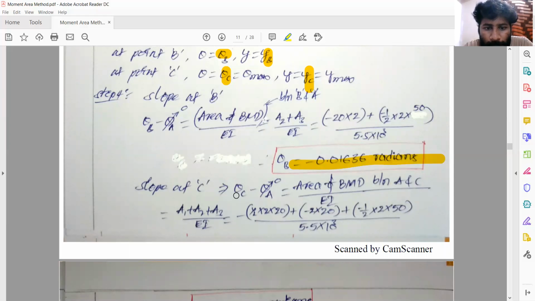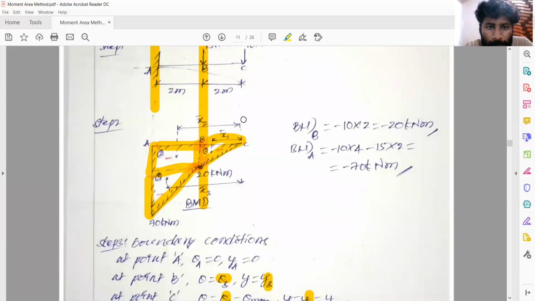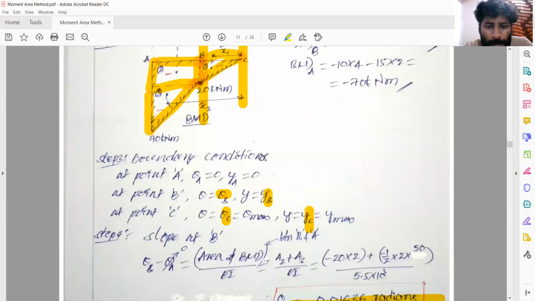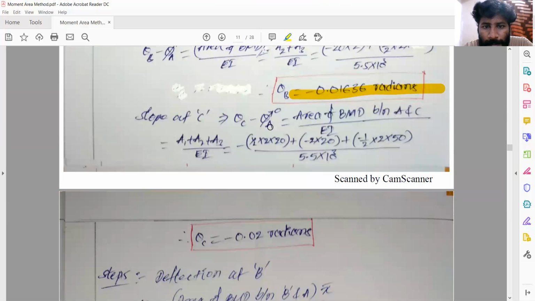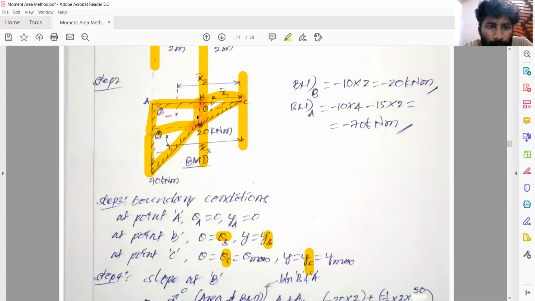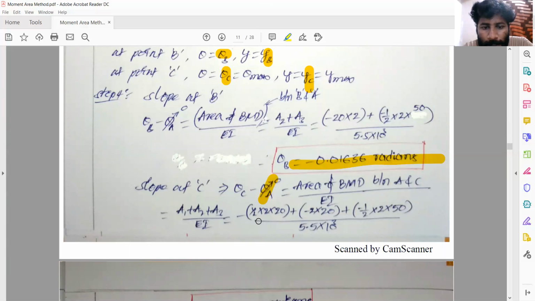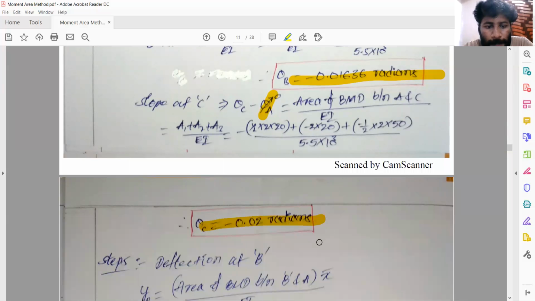And slope at C. Now you can see that we want to find the slope here. To find the slope here, we have to take the change in slope between C and A. Therefore, theta C minus theta A, where theta A is already 0 because of fixity, equals the area of the BMD between A and C divided by EI. Now we have to take all the areas, area 1, area 2, and area 3. Add all the areas and divide by EI, and that is your slope at C.